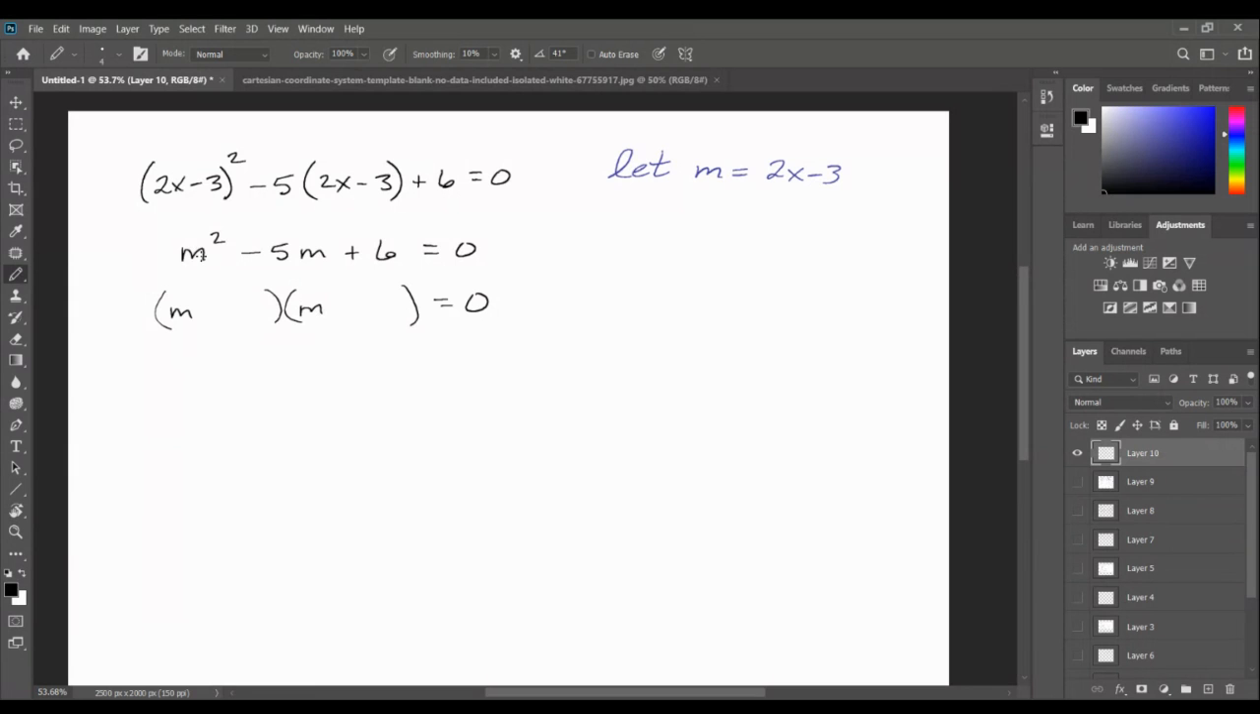m times m is the m squared. As I said, I'm going to use 3 and 2 as the factors of 6. Because it's positive, they both get the sign of the middle term. So check the outside inside. Minus 3m plus a negative 2m is a negative 5m. So we're pretty good there. Now I set each one of those equal to 0, and I get m equals 2 and m equals 3. Great. Again, I got those because I set this equal to 0.